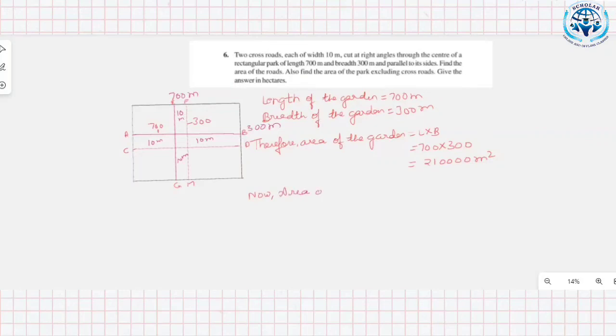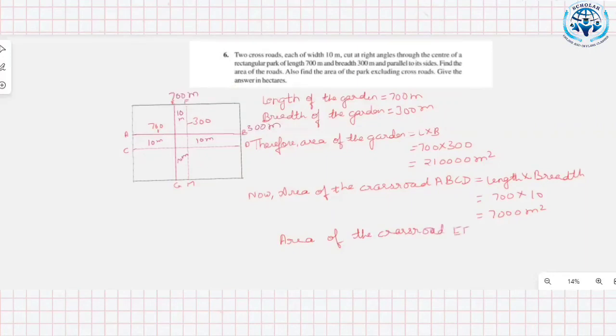Now the area of the crossroad ABCD. It is also a rectangle, so the area is length into breadth, which is equal to 700 is the length and 10 is the breadth. In the same manner, area of EFGH, the second crossroad, 300 is the length and 10 is the breadth.